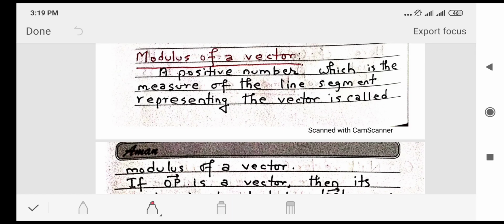Now let's go to our next topic, that is the modulus of a vector. Modulus means magnitude of a vector. The modulus of a vector is a positive number which is the measure of the line segment representing the vector. Whenever we represent a vector, that vector gives a certain line, and if we measure the length of that line, then it will be the modulus of that vector.